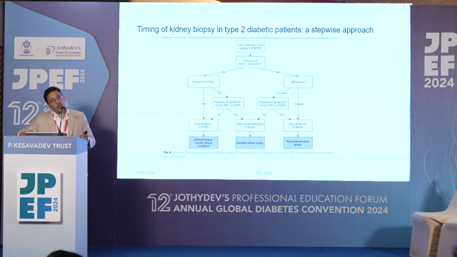But if the duration is more than 5 years, with still absence of retinopathy, and you look at the urine for hematuria, macroscopic hematuria, there is a likelihood of non-diabetic kidney disease. There you can consider renal biopsy, taking account of other factors also. But if proliferative diabetic retinopathy is there, it is more likely that it is diabetic kidney disease.